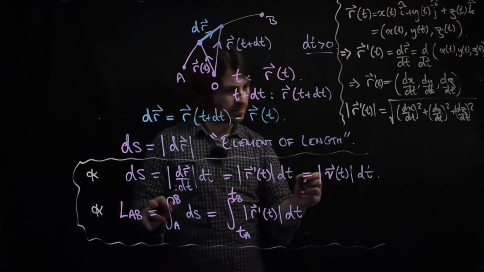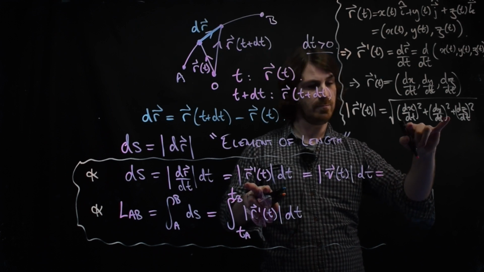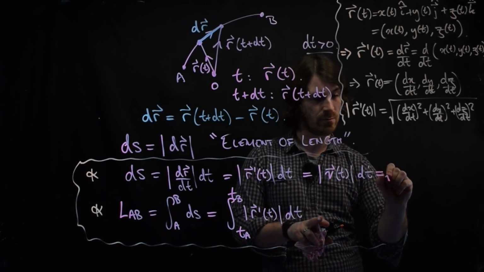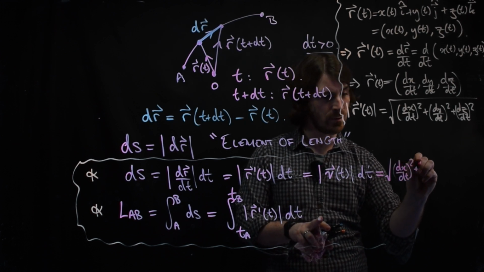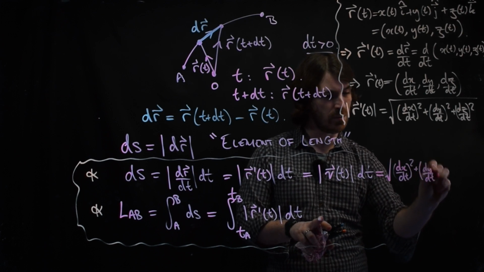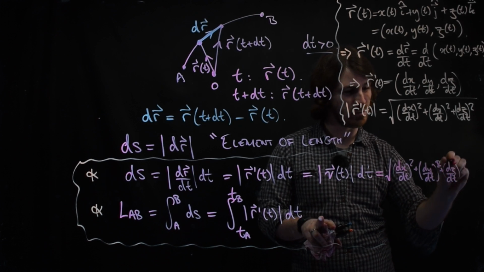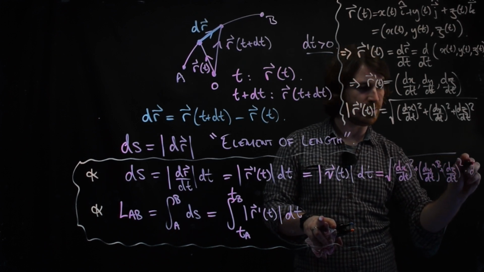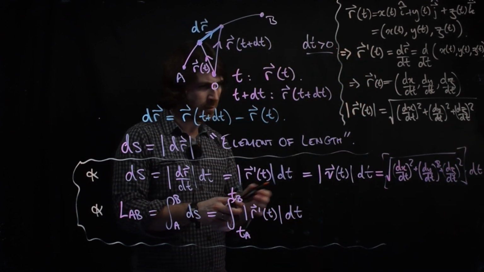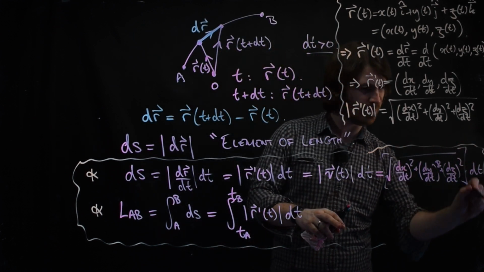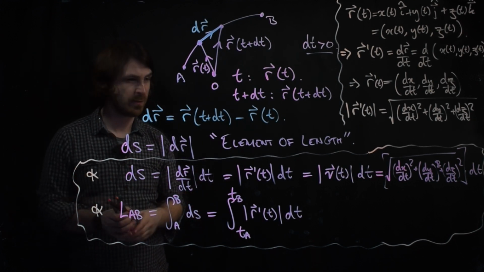So in practice, we can also write ds as the square root of dx by dt all squared plus dy by dt all squared plus dz by dt all squared, and then dt, which is not in the square root. And so this is the working formula that will help us actually calculate lengths of curves.